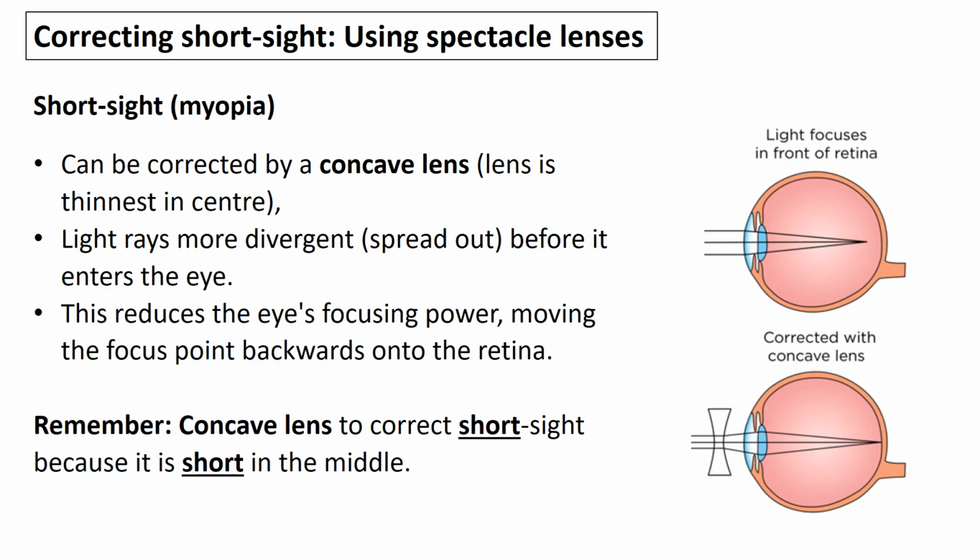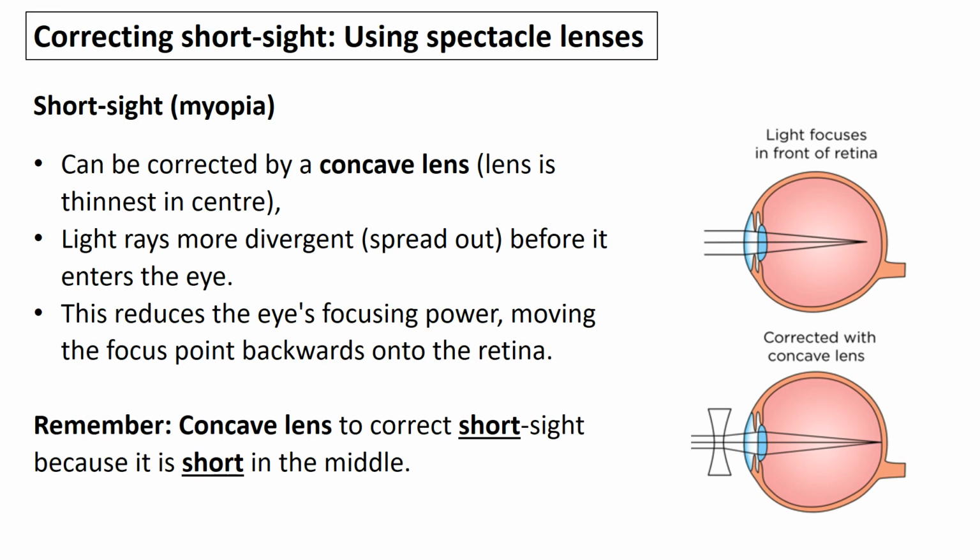So if you've got some problems with focusing on the retina, you can easily correct it using spectacle lenses or glasses. If you're short-sighted, which is myopia, remember, you can correct this with the concave lens. So the lens is caved in or thinnest in the center. This makes the light rays more divergent, so they spread out before they enter the eye, and this reduces the eye's focusing power, moving the focus point backwards onto the retina, so it relieves that lens from having to focus the light as much. So concave lenses are to correct short sight, and if you remember that, that's because it's short in the middle.